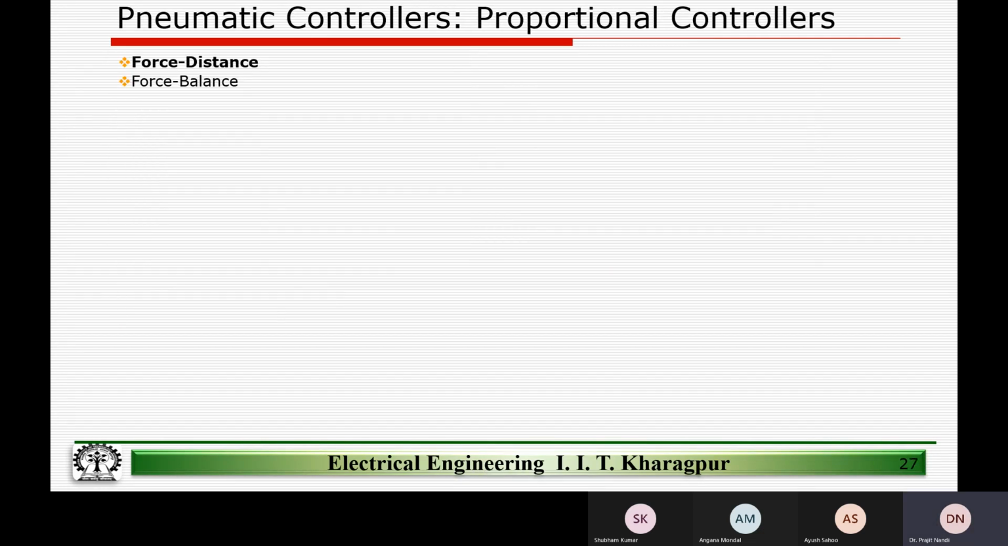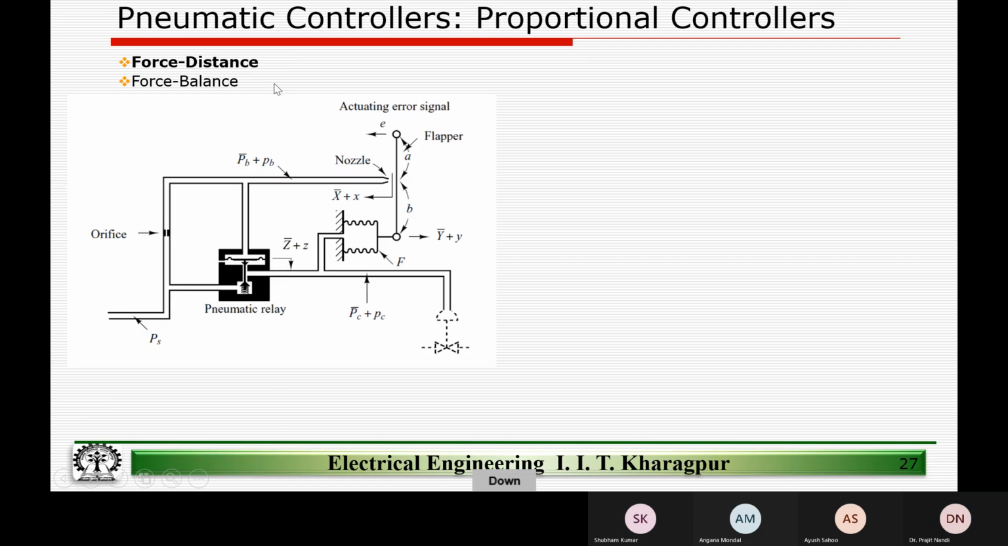Now we will go into realizing proportional controllers using feedback. Here we will look at two kinds of proportional controllers: force distance and force balance. Let's spend some time here, because this is a little bit interesting. You can see the feedback is in place now.